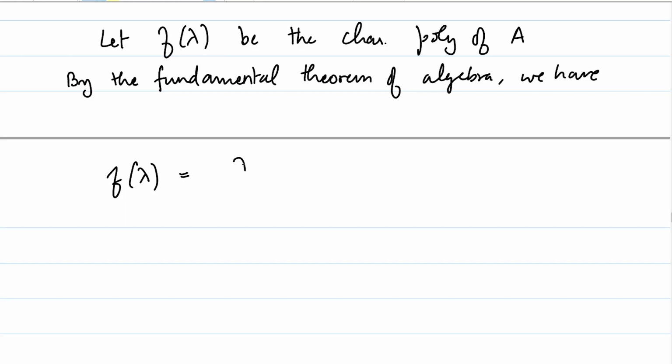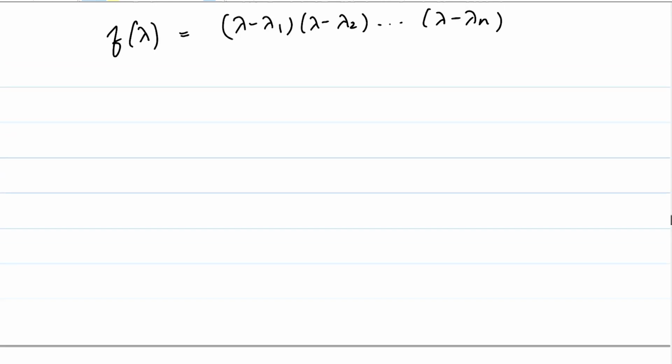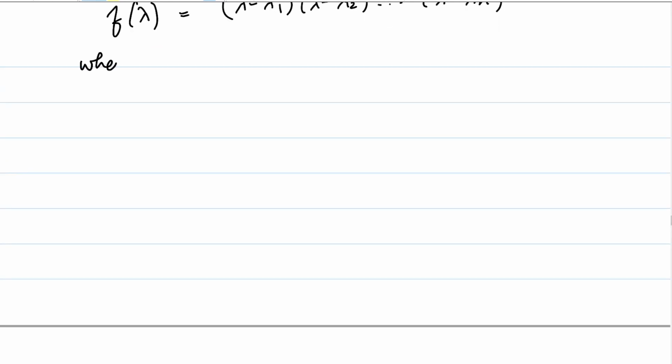That means it splits into lambda minus lambda 1, into lambda minus lambda 2, up to lambda minus lambda n, where lambda i are the roots of f of lambda. But what do we know about the roots of the characteristic polynomial? They are the same as the eigenvalues of A. Lambda i are the eigenvalues of A. But what do we know about A? We know that A is the matrix of T, which is a self-adjoint linear operator.